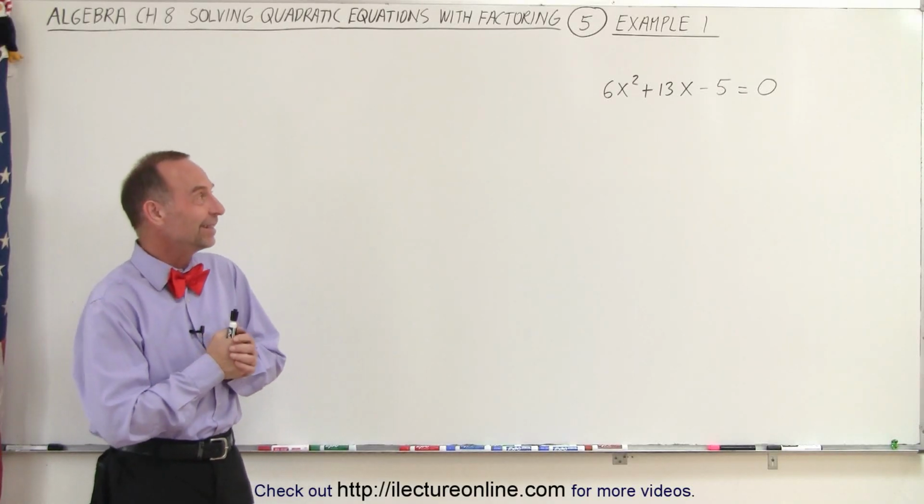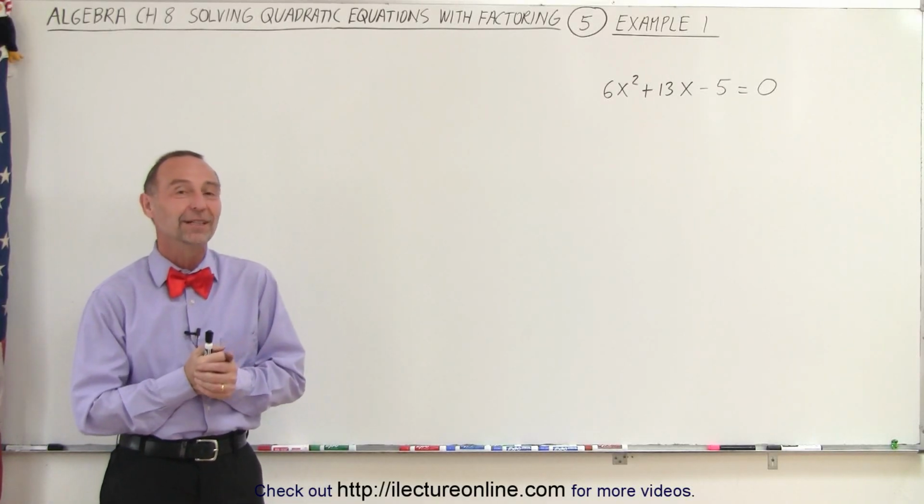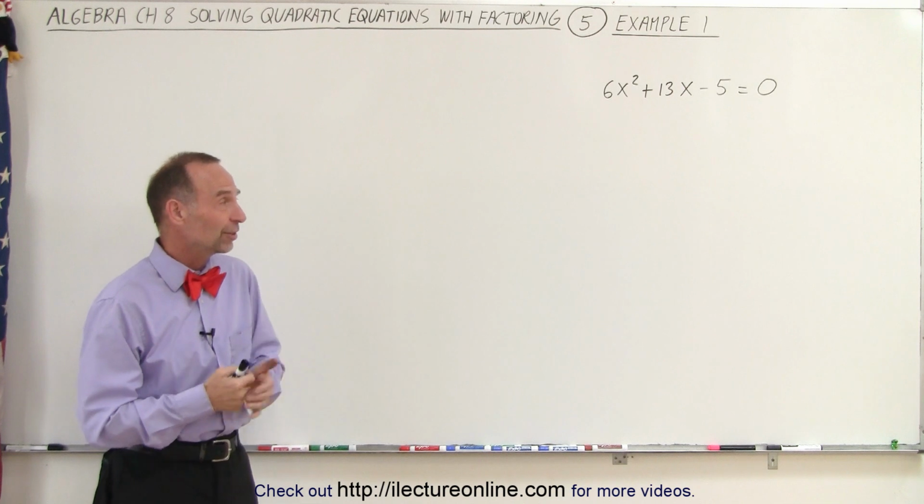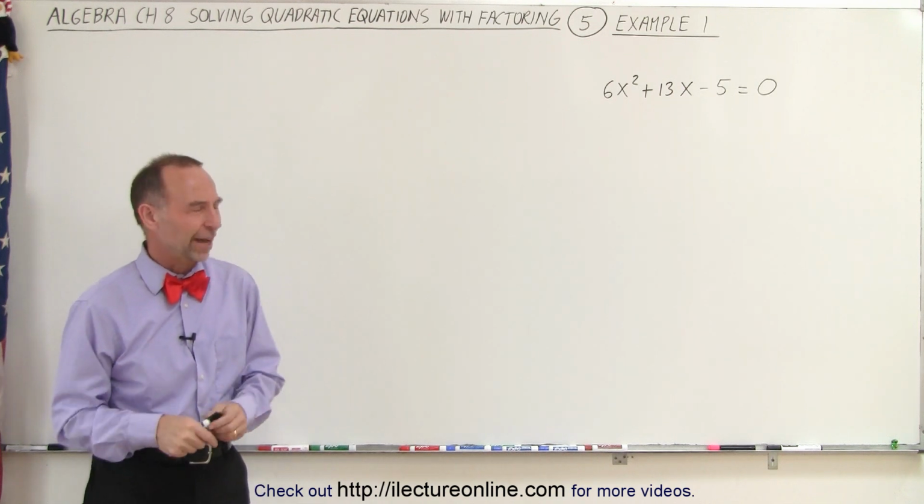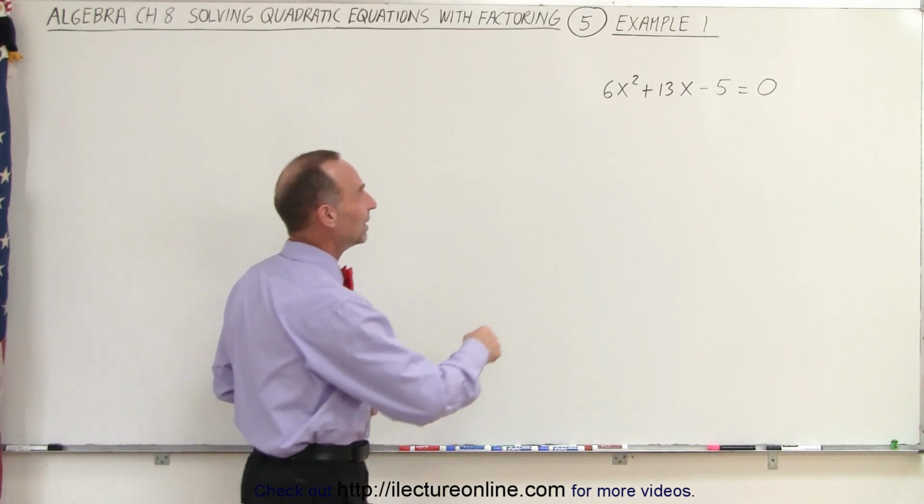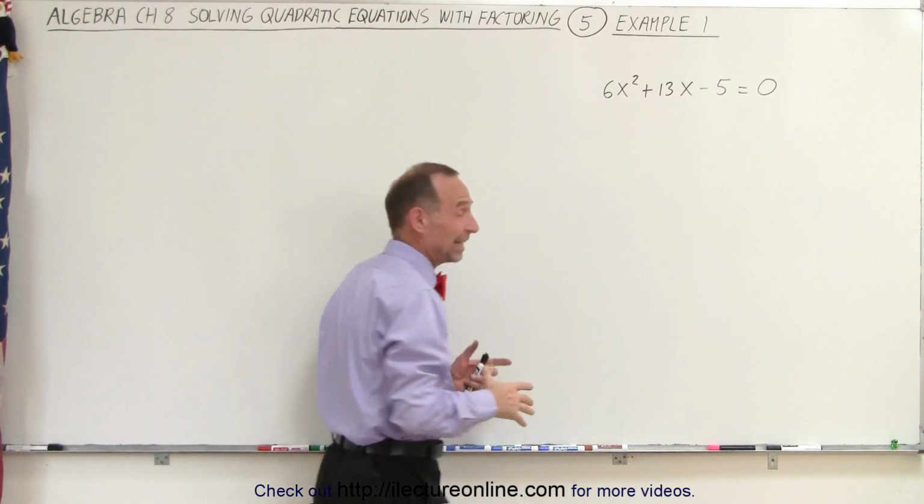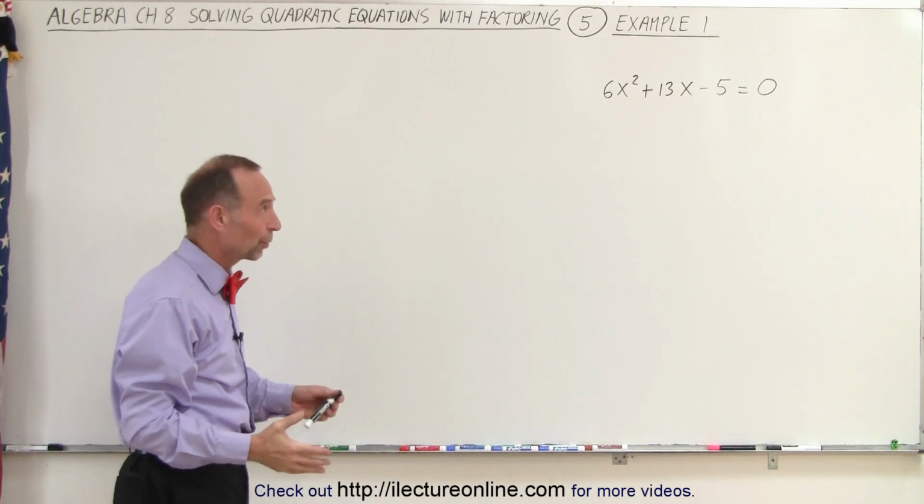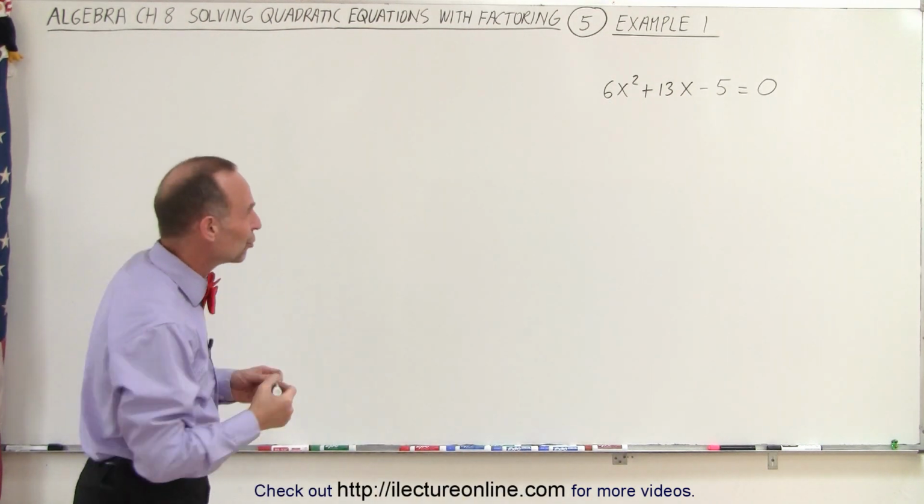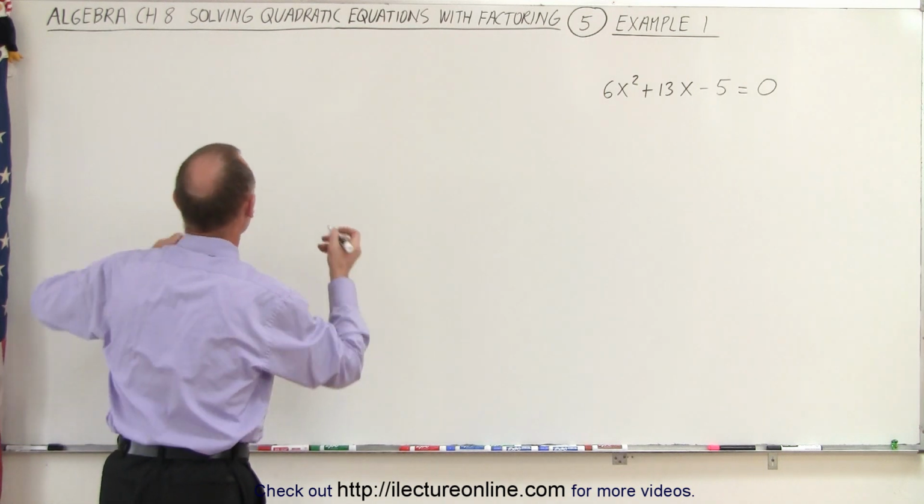Welcome to Algebra Online, and here's our first example of how to solve a quadratic equation like this using the method of factoring. Now notice that the coefficient in front of the x squared is not equal to 1, so that makes it a little bit more difficult. So let's try to use the FOIL method to solve this.